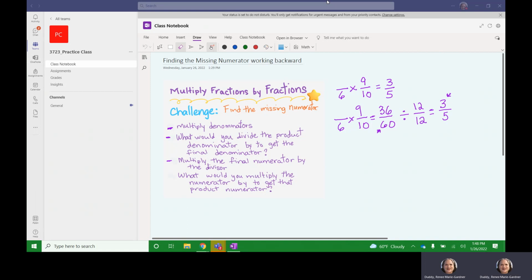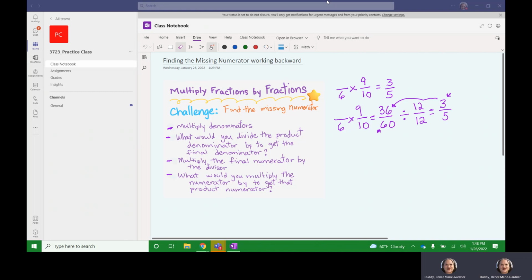Okay, now the last step says, what would you multiply the numerator by to get the product numerator? I'm calling this my product numerator since I just multiplied 3 times 12 and I got the product of 36. So what would I multiply 9 by in order to get 36? That's correct, 4. So the answer is 4. My numerator is 4.